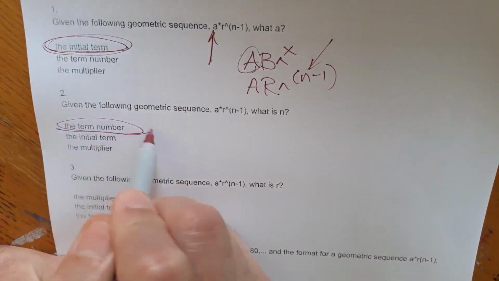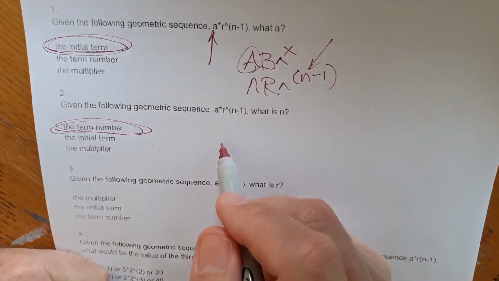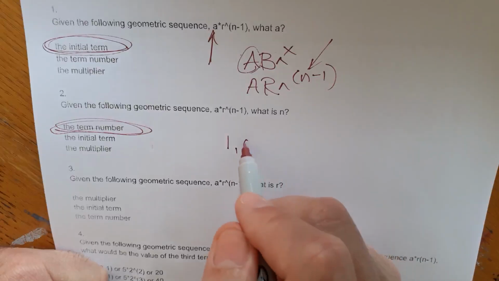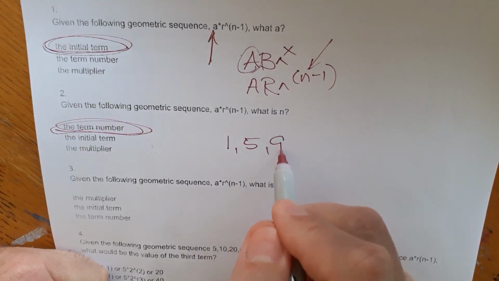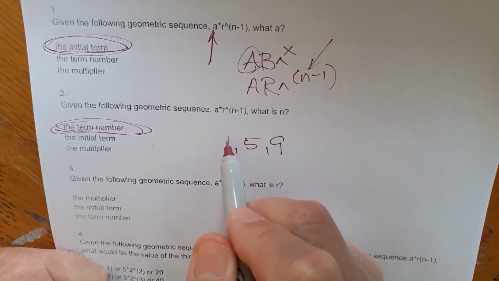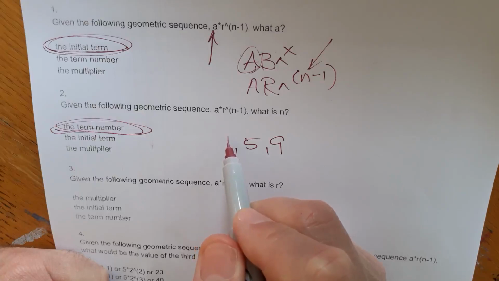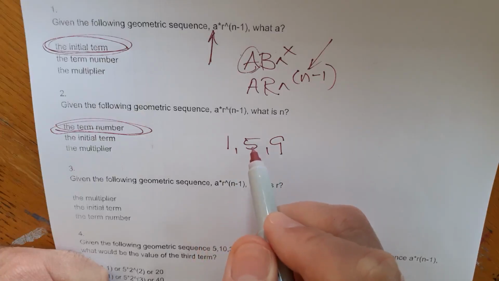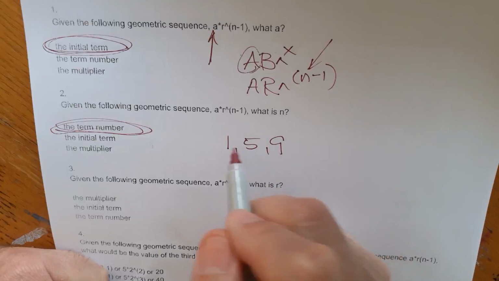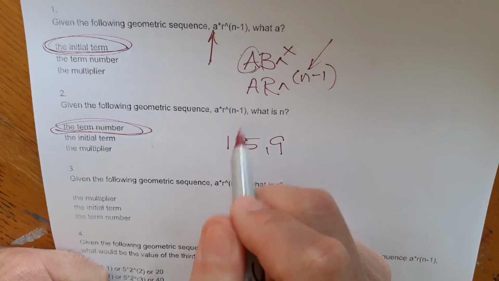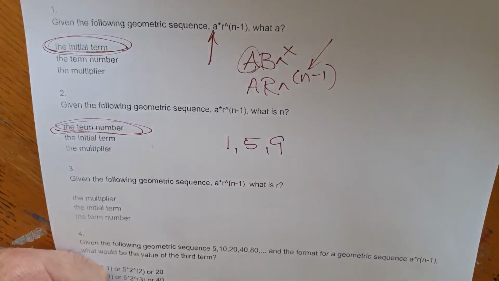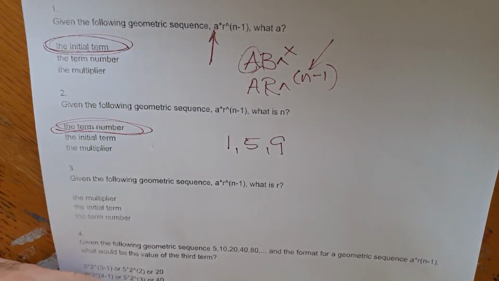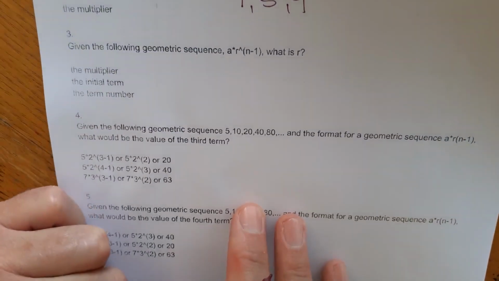N is the term number. So how many terms does it have? If you're here, 1, 5, 9, each one of these are terms. This would be term 1, sometimes called 0, and this would be term 2 and 3, right? Sometimes reversed out if this becomes term 0. And oftentimes if you have an n minus 1, you can have a term 0. All right, so let's go to the next one.